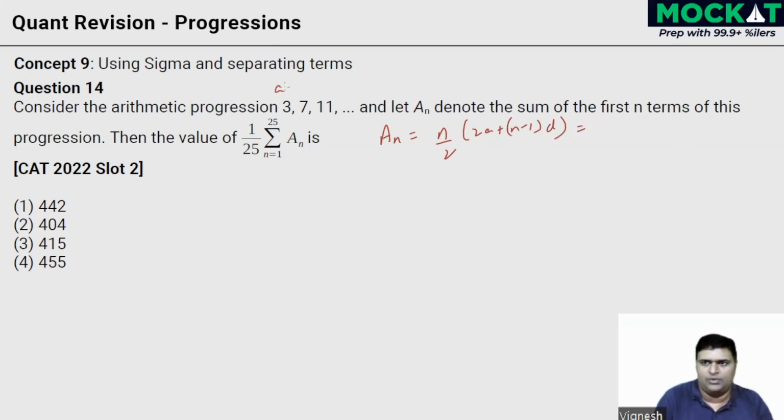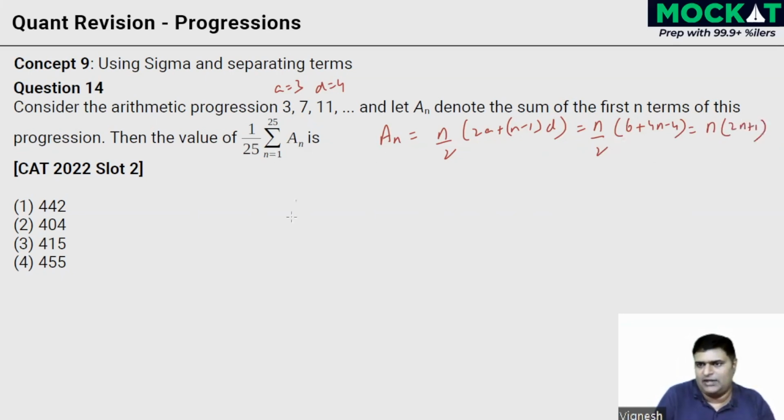What do I know? I know my first term is 3, always. The common difference over here is 4. I just need to plug it in over here, and I get n by 2 into 2a, which is 6, plus n minus 1 times d, 4. So 4n minus 4. I can cancel a 2 over here, and I'm going to get n into 2n, and then there was a plus 2, which becomes a plus 1. So n into 2n plus 1.